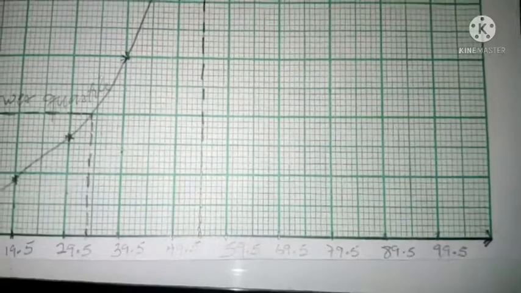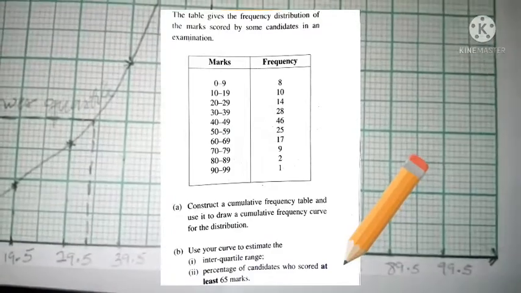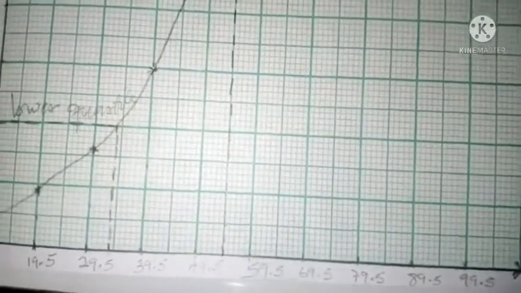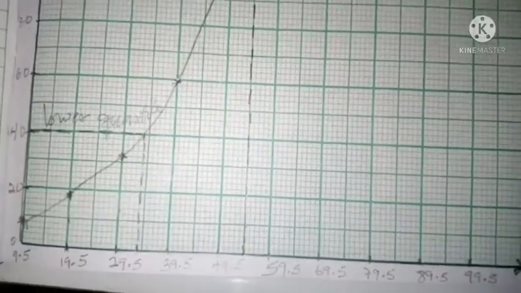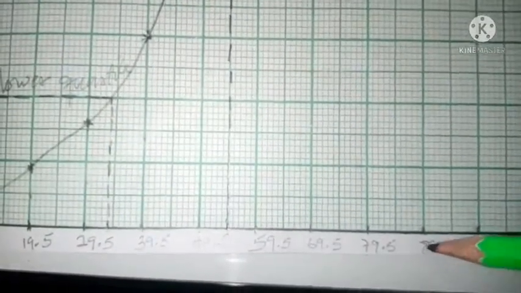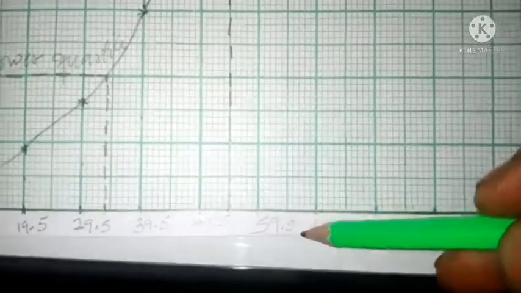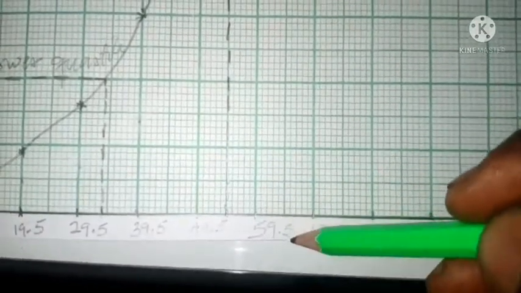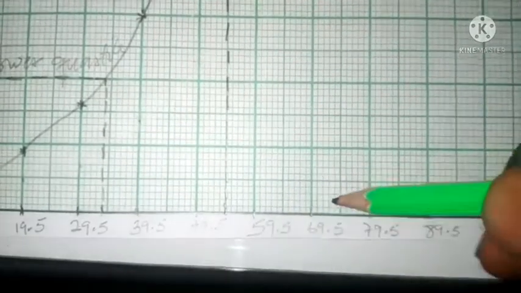The next question says that we should find the percentage of people who obtain at least 65 marks. Those who score at least 65, meaning from 65 and above. We are still using the graph. You just have to locate where the 65 is. So this is 59.5, and you know that one subdivision is just 1. So how many do you have to add to get 65? It is somewhere at this portion here.